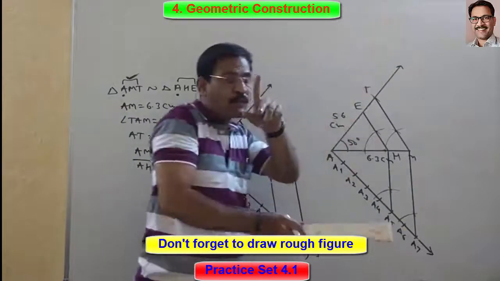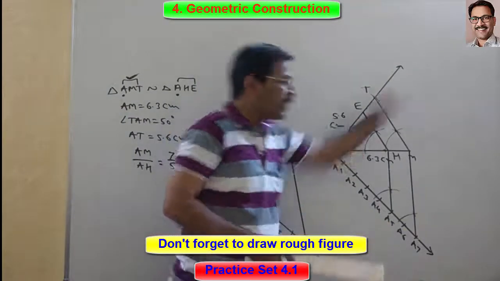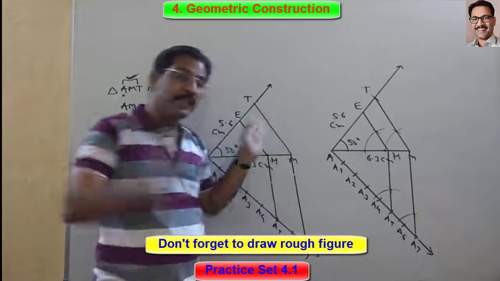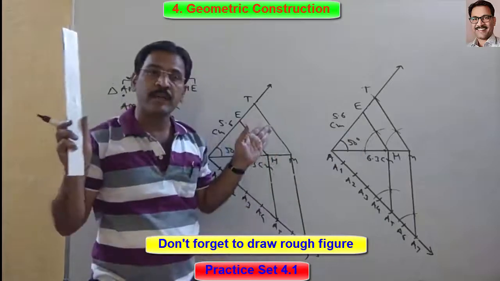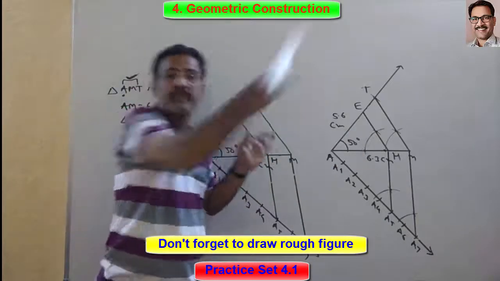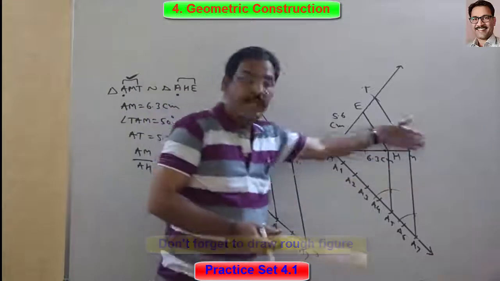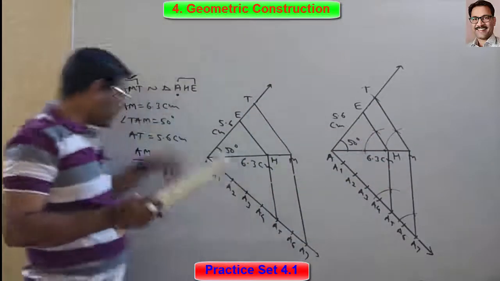But there are two possibilities. Either that may be outside the triangle or inside the triangle. In the second example, that goes outside the triangle. Now here, that is inside. That depends upon this ratio.